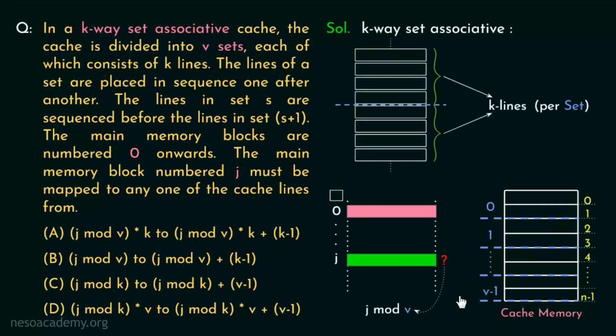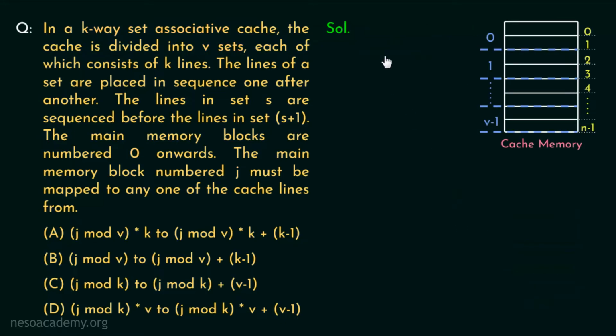Now let's try to understand this entire concept with the help of a proper illustration, shall we? Now to be really honest, in order to get to the J mod V set, we need to cross J mod V sets. Confused? Alright, let me illustrate this. Suppose we have a cache memory with 8 cache lines starting from the line number 0 up until the line number 7. And the cache memory is a two-way set associative.